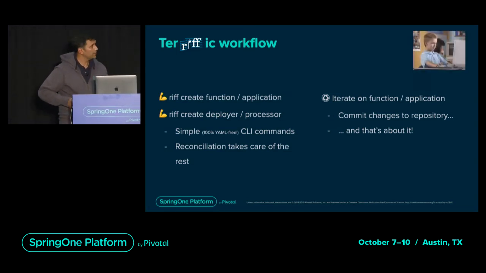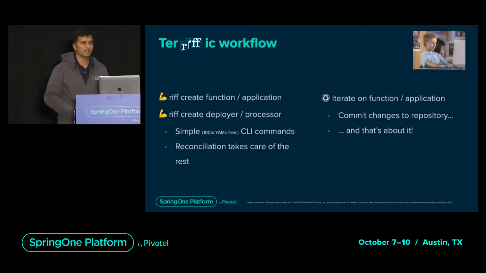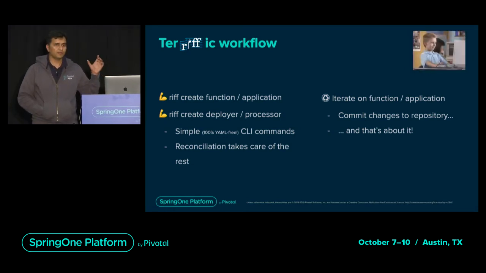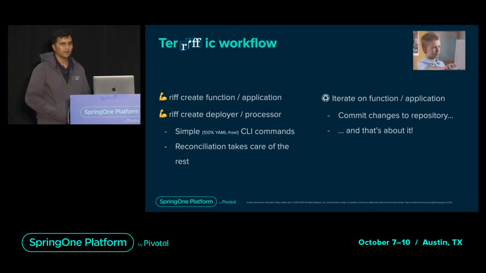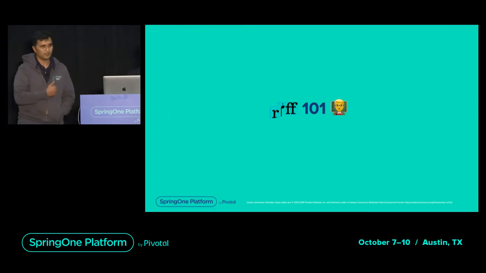For getting your application up and running in Kubernetes, it's basically just two CLI commands. So it's only riff create function, and you give it the URL of your Git repo, and that's it. And then you say, riff create a deployment. To iterate on your function going forward, all you need to do is commit new changes, and it will automatically get picked up and deployed on Kubernetes. So to explain how that whole thing works, here's Florent.